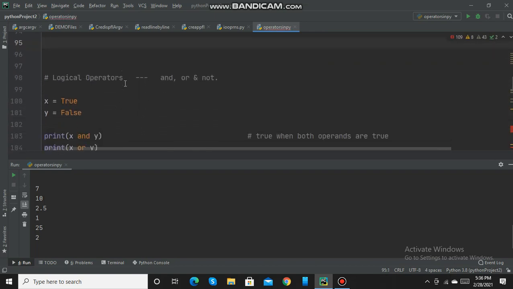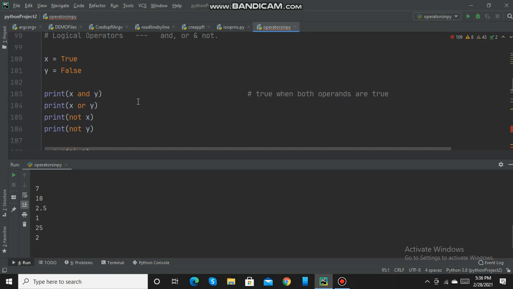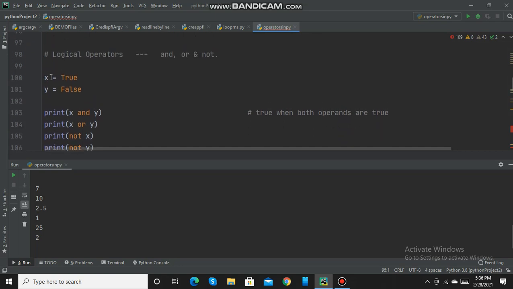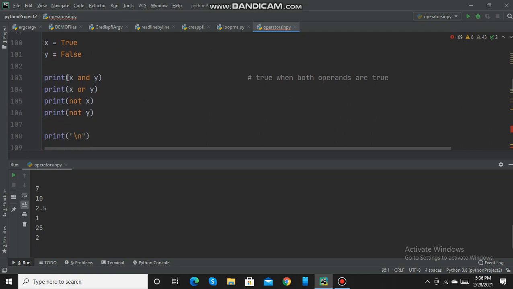Now logical operators. Here the value of x is true and y is false. So I am printing x and y. x and y means if both are true, the result is true. Here both are not true, so the result is false.